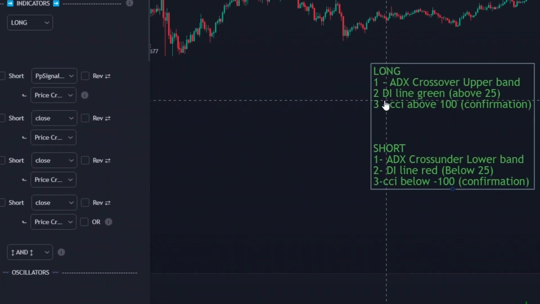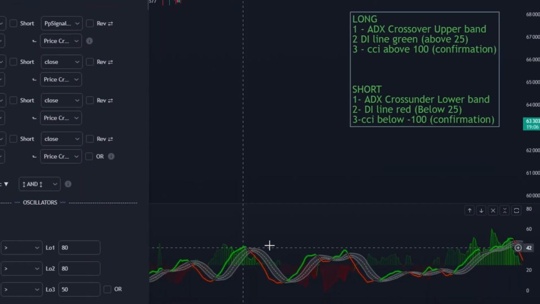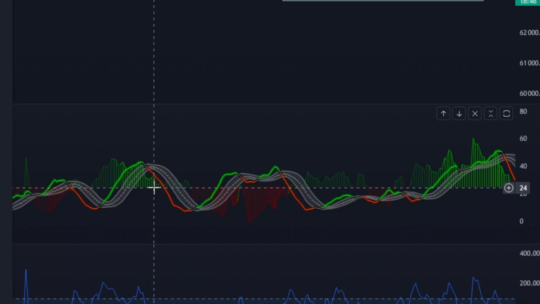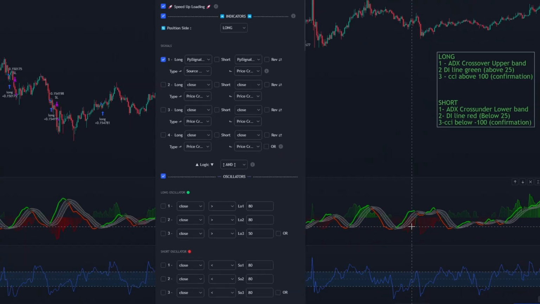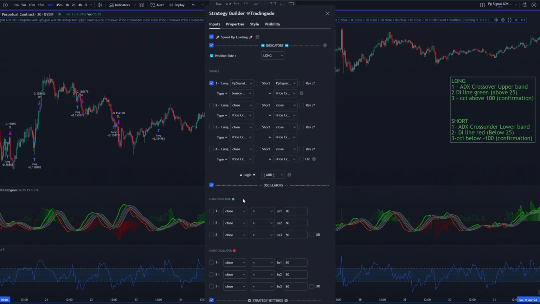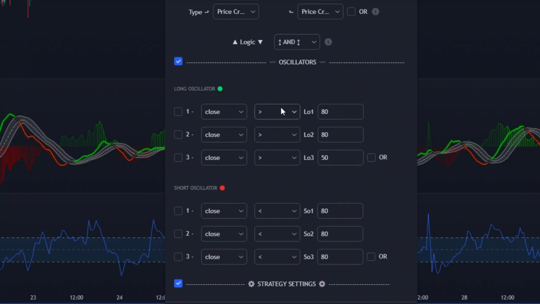Then we need the directional index to be in the green area. And as you can see from the indicator, we are in the green area whenever the indicator is above 25 level, whereas we are in the red area whenever the indicator is below 25 level. In order to set this rule, it's really simple. We go here in the oscillator section, we turn on the first signal, we select the DI, and we need the DI to be above 25 level.